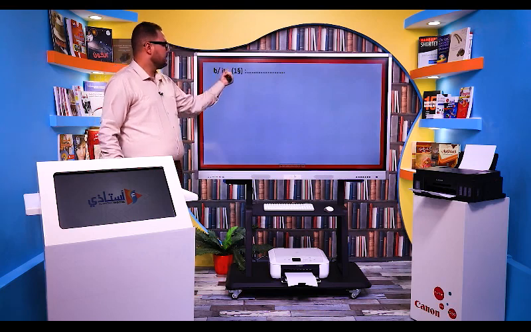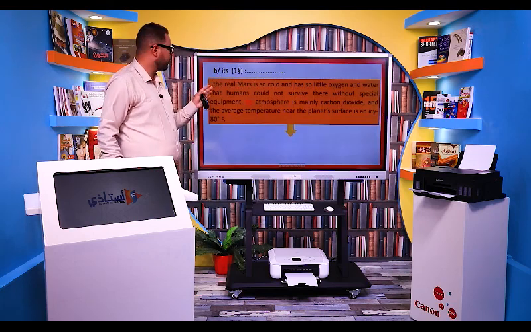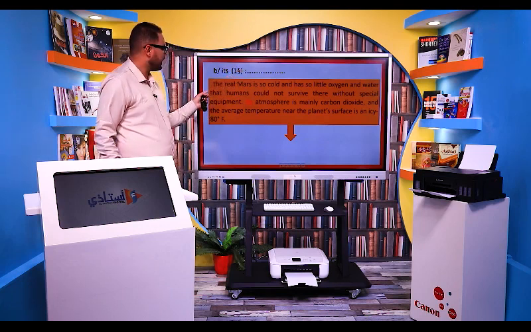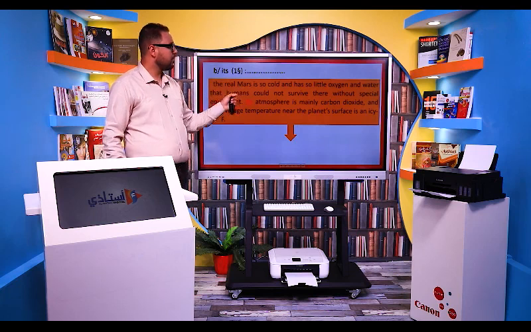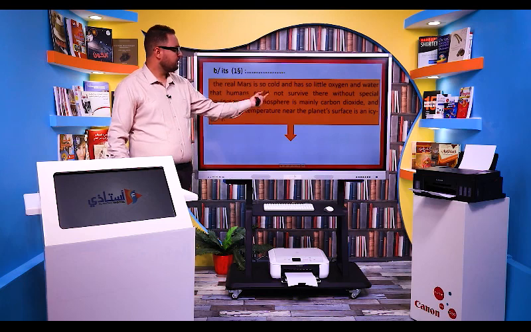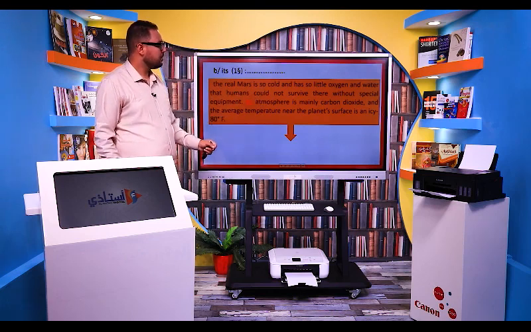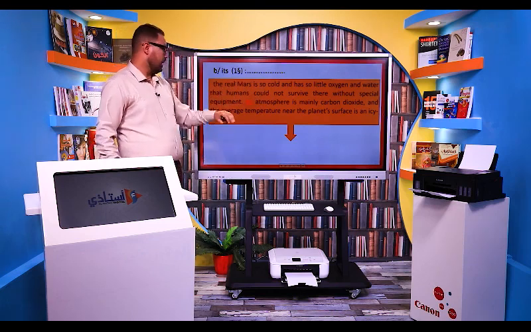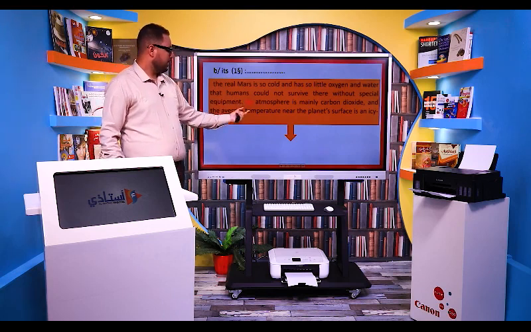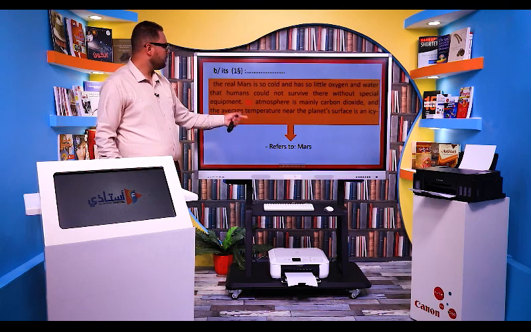B, it, in the first paragraph. We have the real Mars is so cold and has so little oxygen and water that humans could not survive there without special equipment. Its atmosphere is mainly carbon dioxide, etc. So it here is a pronoun, so it refers to Mars.